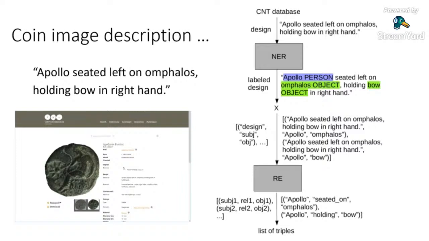So we used natural language processing to identify persons and objects within the short descriptions of the images that are given in the data. So these descriptions exist for types. These descriptions exist for coins. There are thousands of them. And the first thing is we extracted those entities, called named entity recognition. But we also tried to extract the relation between those persons and the objects.